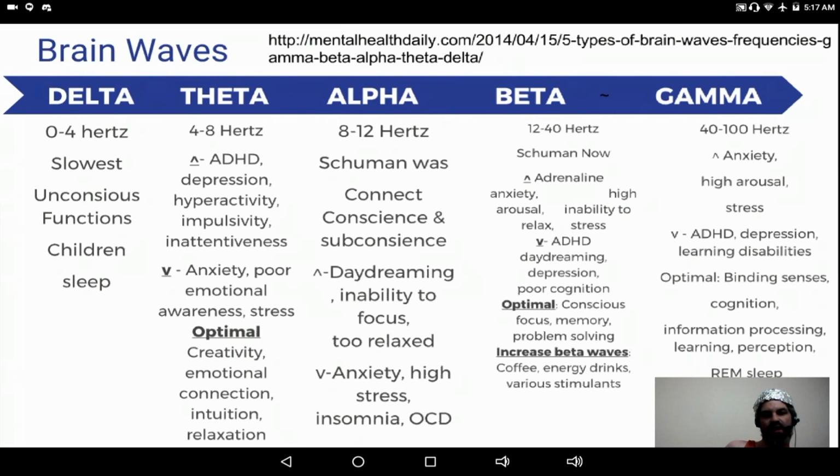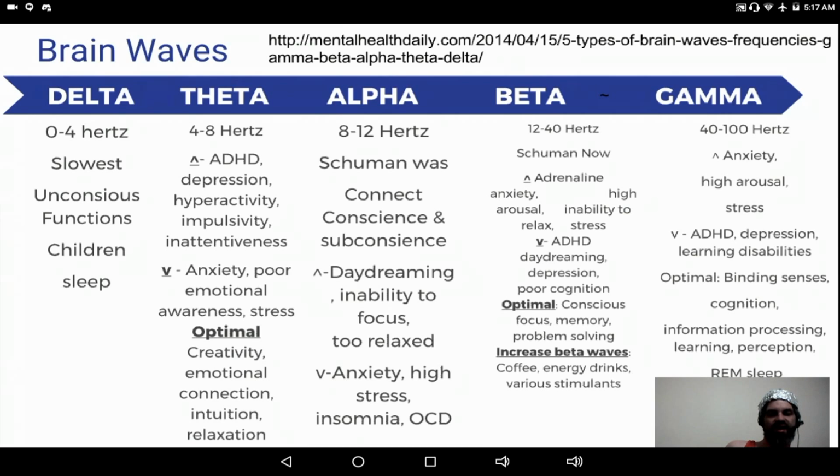When it is raised, alpha waves, we have daydreaming, inability to focus, and way too relaxed. When our alpha waves are lowered, we have anxiety, high stress, insomnia, and even OCD. Next, we have beta waves. Beta waves are 12 to 40 hertz, and they're pretty much what a human runs at now.